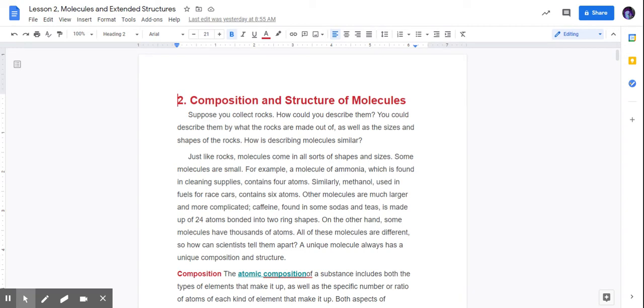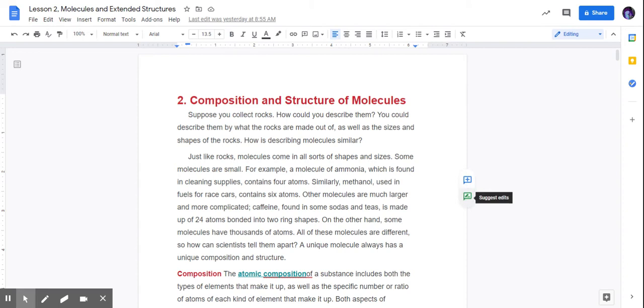There's going to be a couple questions in here. I'll pause, do a page break kind of thing, and let you answer your questions, and then move on. So our first section that we're going to be looking at is section 2, the composition and structure of molecules. I'm going to start reading right here.